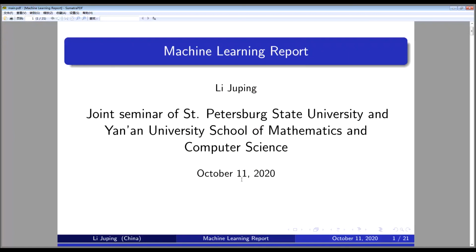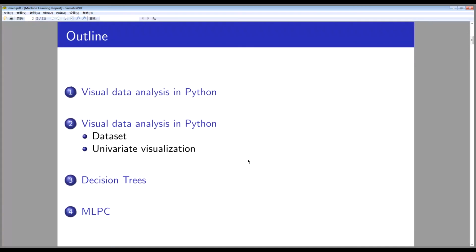My topic is visual data analysis in Python. Visual data and dataset, univariate visual analysis, decision trees, decision application model in neural network. I study the Open Machine Learning course, about 3 topics in 1 month, and the next month I will study 4 topics. Visual data analysis in Python.